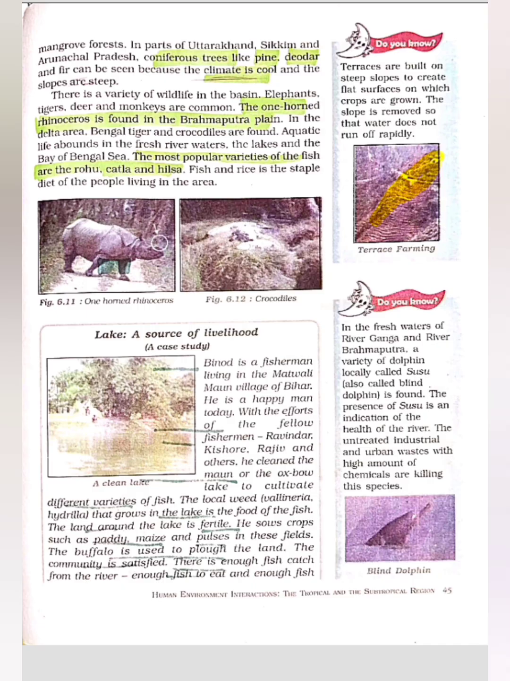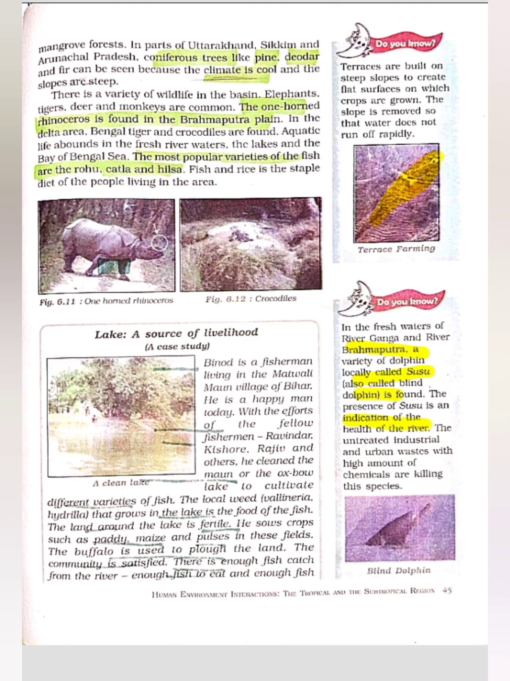In the fresh waters of the river Ganga and the river Brahmaputra, a variety of dolphin, locally called susu, also called the blind dolphin, is found. It is an indication of the health of the river, just as food which is healthy for us is useful for us, which we utilize in the form of energy. That is, food is important for us.